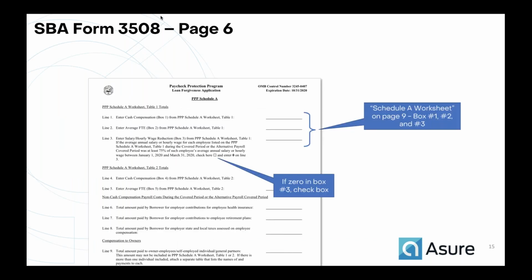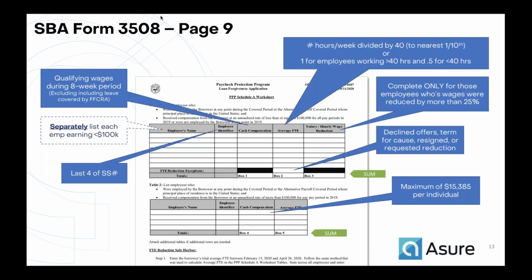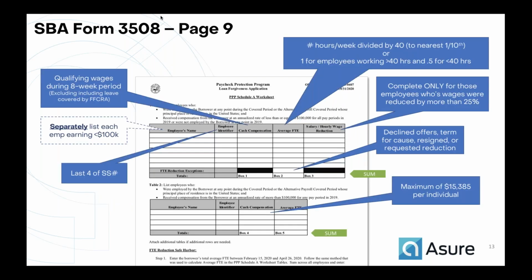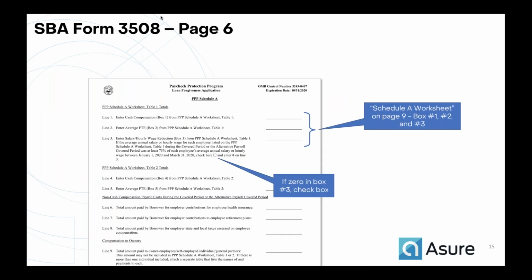So let's go to page 6. Okay, so real quick recap. Page 9, the first section is where we're calculating reduction in pay, if any. The second section, reduction in FTE, if any. Top half, bottom half. Okay. Now, how that rolls up to page 6, this is actually pretty darn straightforward. This starts to get a little bit easier. We're kind of done with the complex stuff.